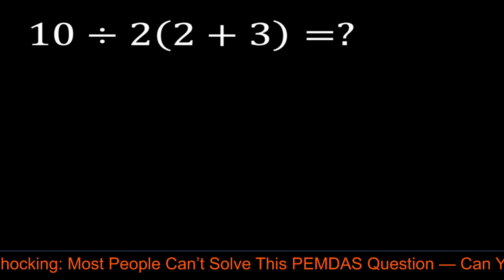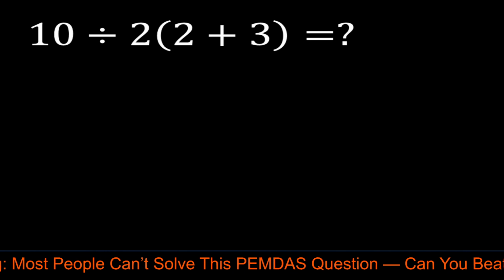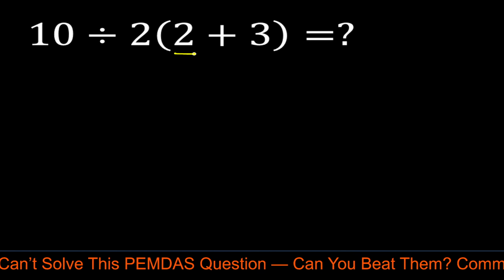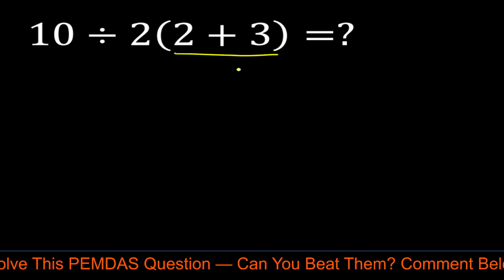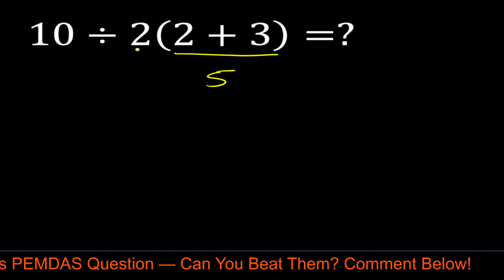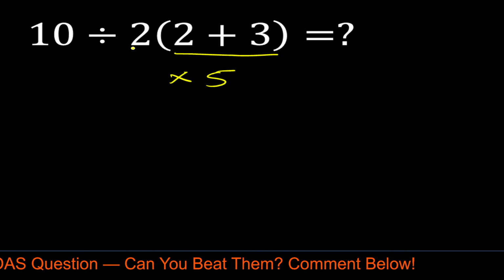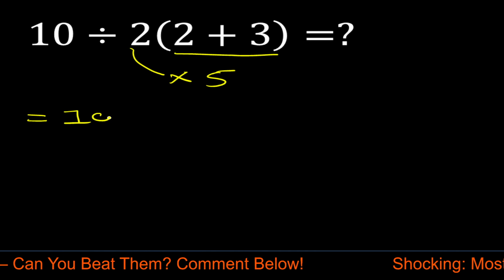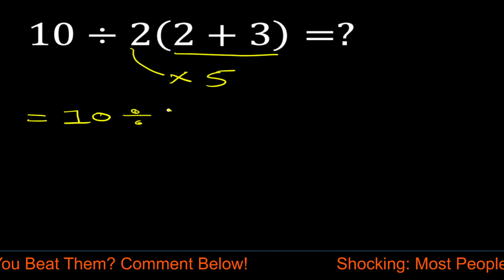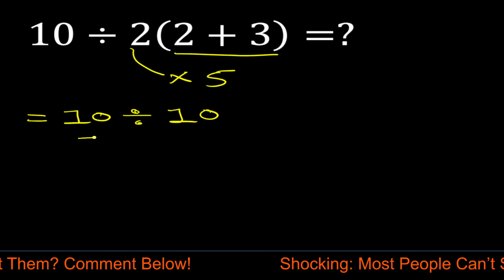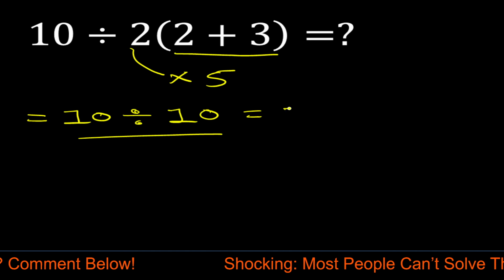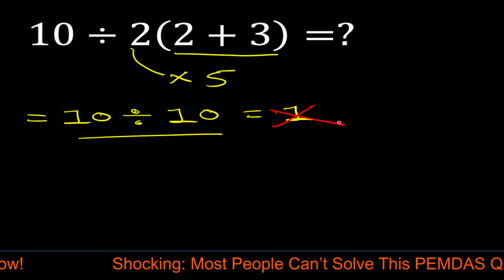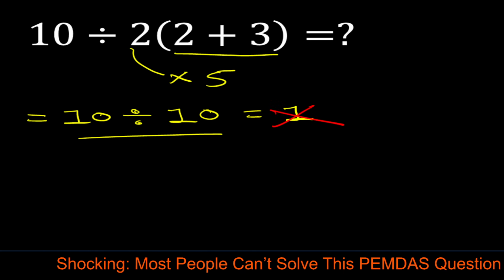So most people solve this question like 2 plus 3 is equal to 5, right? Now 5 times 2 is equal to 10, right? So 10 divided by 10. So now 10 divided by 10 is equal to 1, right? But this answer is not correct. This answer is completely wrong.